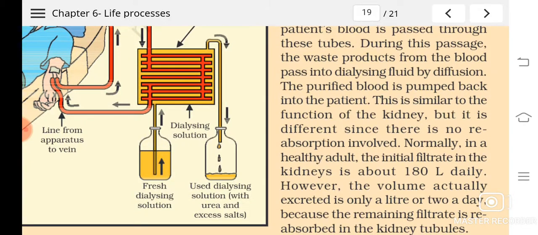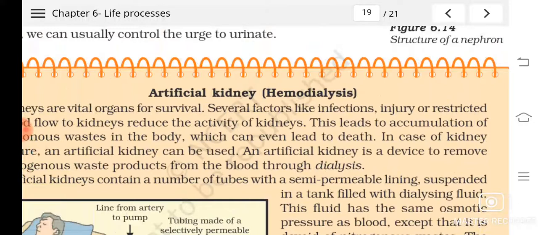So like this, the filtration means the waste materials will get diffused into the dialyzing solution, and then the purified blood will be pumped back. So in this way it helps in saving the life of persons with diseased kidneys. Is it clear?